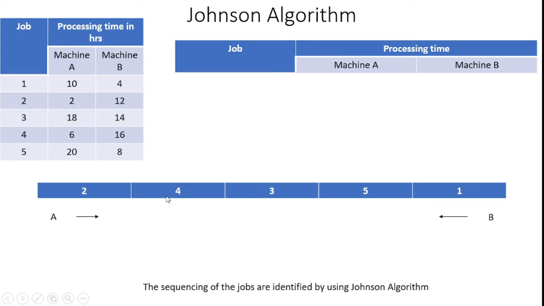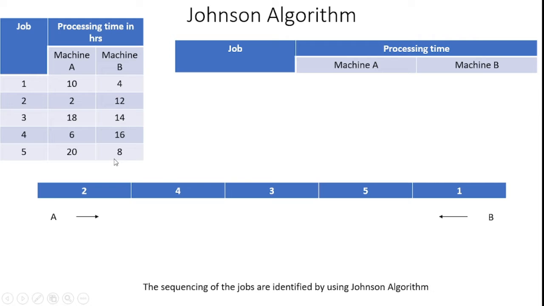So I can assign the left side box 2. Likewise, I can assign. After that, I delete this row also, and then I have third row and fifth row only available. From this, I can compare all the values. The total minimum value is 8 hours. So 8 hours is lying on machine B and also with the job 5.